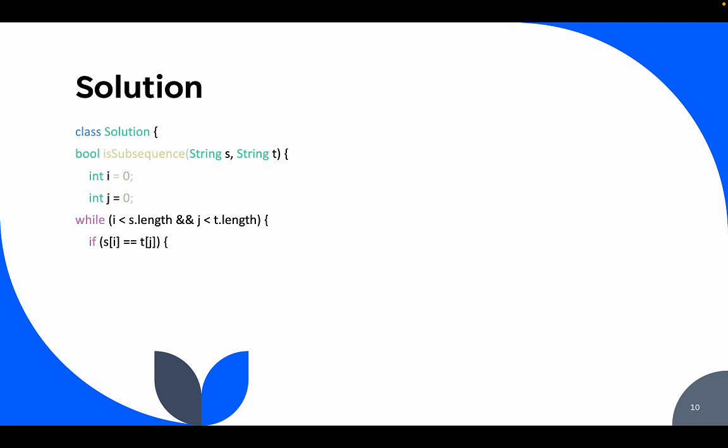Inside our loop, we check whether the character at index I in string S is equal to the character at index J in string T. If this condition is valid, then we increment index I and index J respectively. After that, we check if I is equal to the length of S and return true if all characters of S have been found in the correct order within T. Otherwise, we return false.